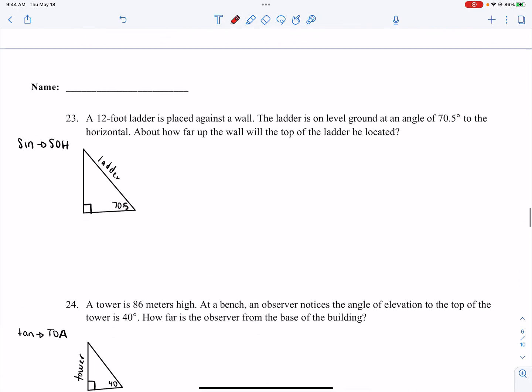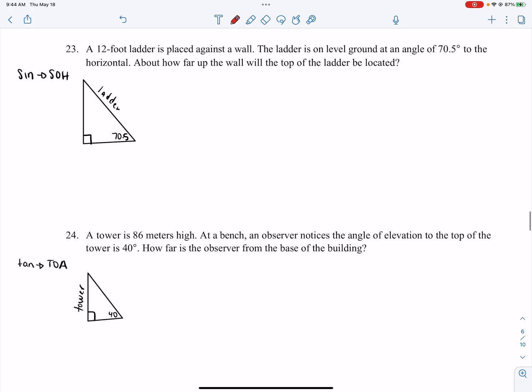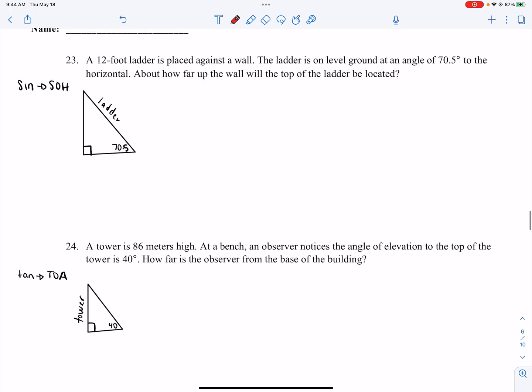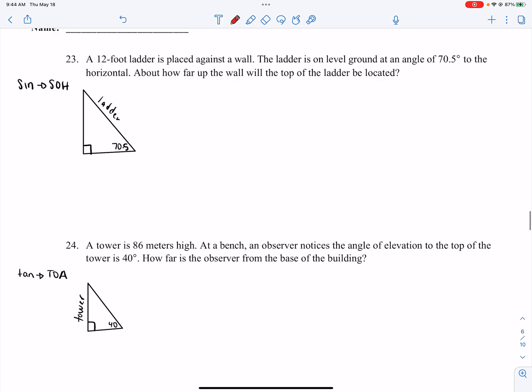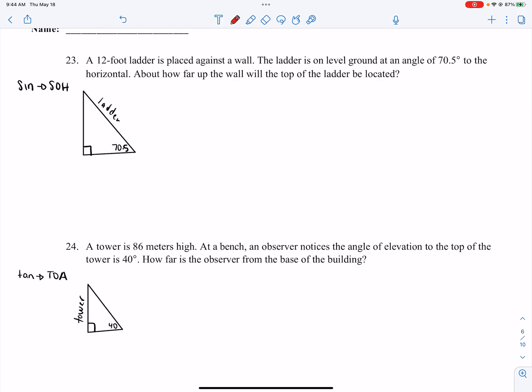All right, 23. Only 2 more. They tell you a 12-foot ladder is placed against a wall. The ladder is on level ground at an angle of 70.5 to the horizontal. About how far up the wall will the top of the ladder be? Like this is my wall over here, and then that's my ladder. They told you that it's a 12-foot ladder, so I'm going to put 12 over here. The wall is over here on your left-hand side.